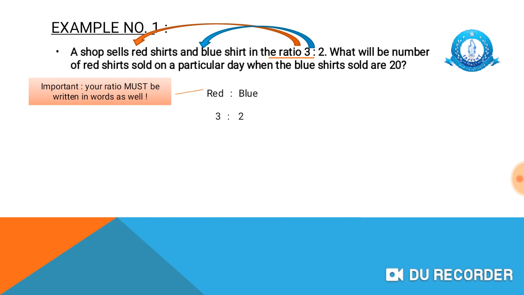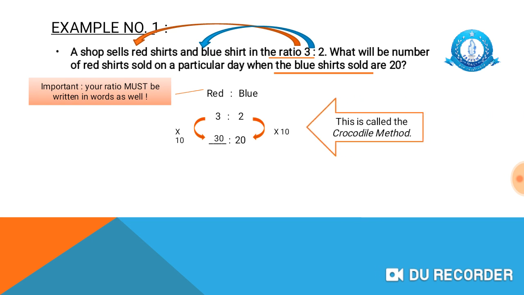Over here, the actual number of blue shirts is given to us and we have to find the actual number of red shirts. So we write the actual number of blue shirts under the number of blue shirts and we see that 2 is now changing to 20. How? Yes, 2 multiplied by 10 will give you the answer 20. So we repeat the same operation and table on the other arrow. Now 3 multiplied by 10 will give you the answer 30. So your answer is that there are 30 red shirts sold.